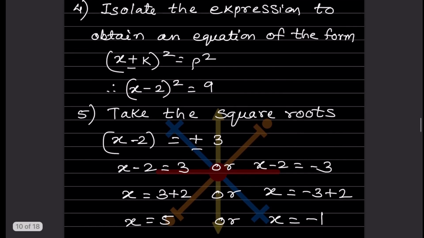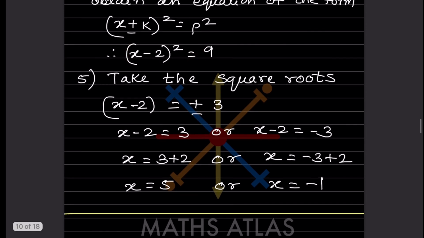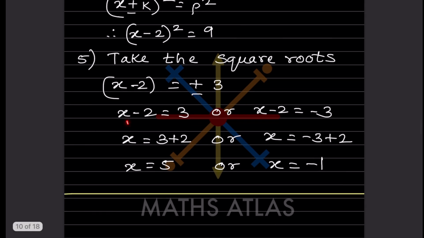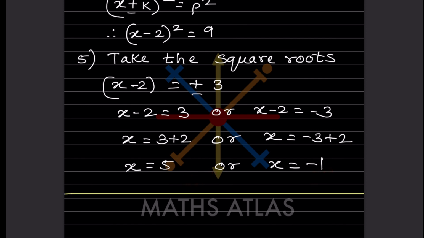Now what will you do? Take the square roots. Squaring both sides, this is going to be x minus 2, and 9 is a perfect square of 3, but that should be plus or minus 3. So once you take x minus 2 is 3, and the other, x minus 2 is minus 3. So x is, this 2 will go on that side, that is going to be plus 2, so this is going to be 5. And here again, this will go there, that is plus 2, and this will be minus 1. So you got the two values, x is equal to 5 or x is equal to minus 1.